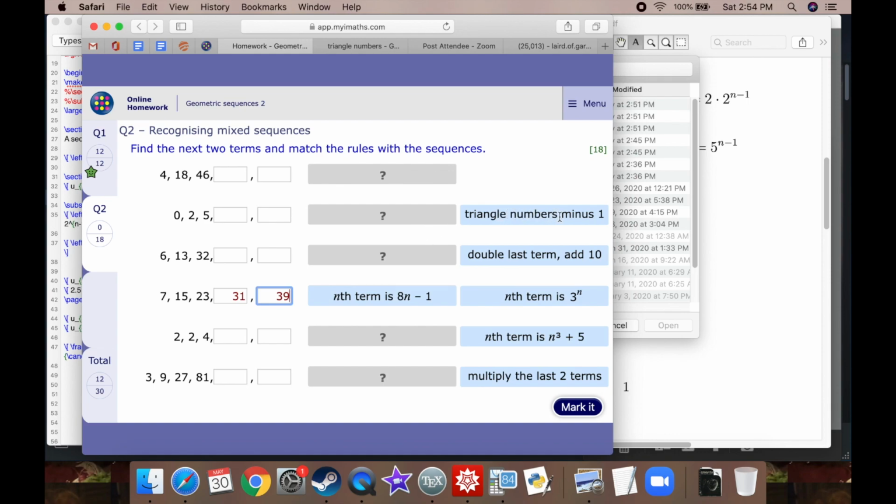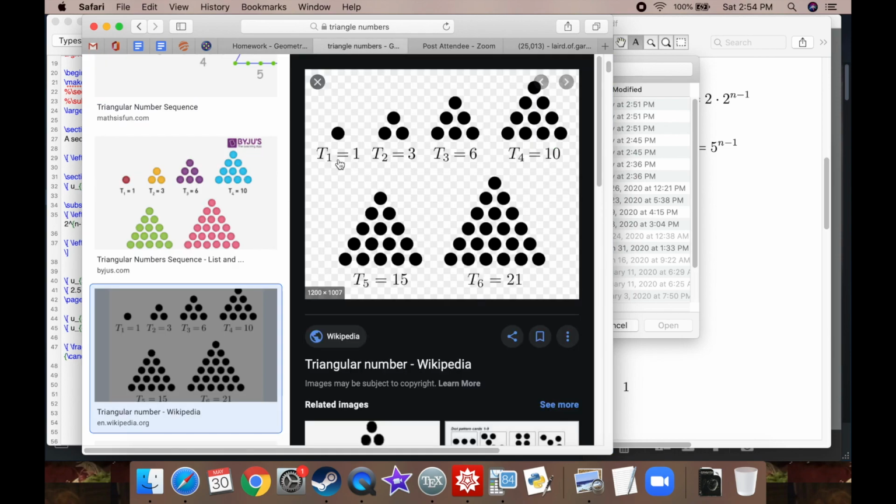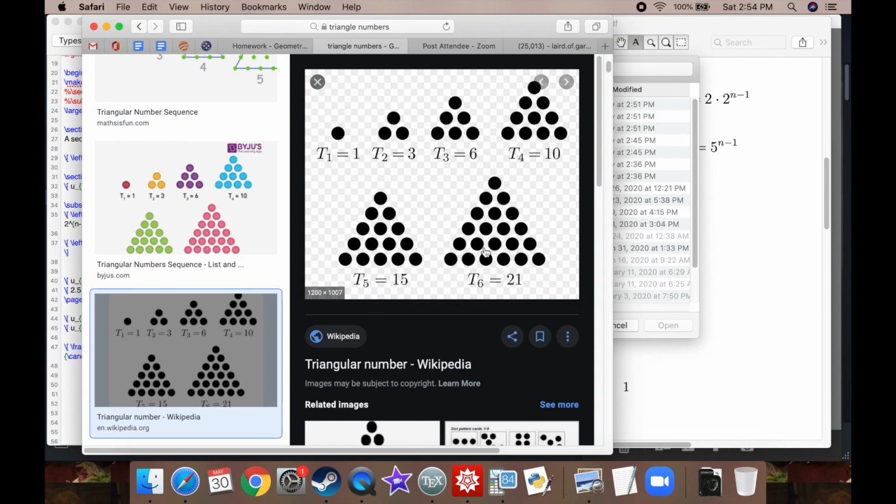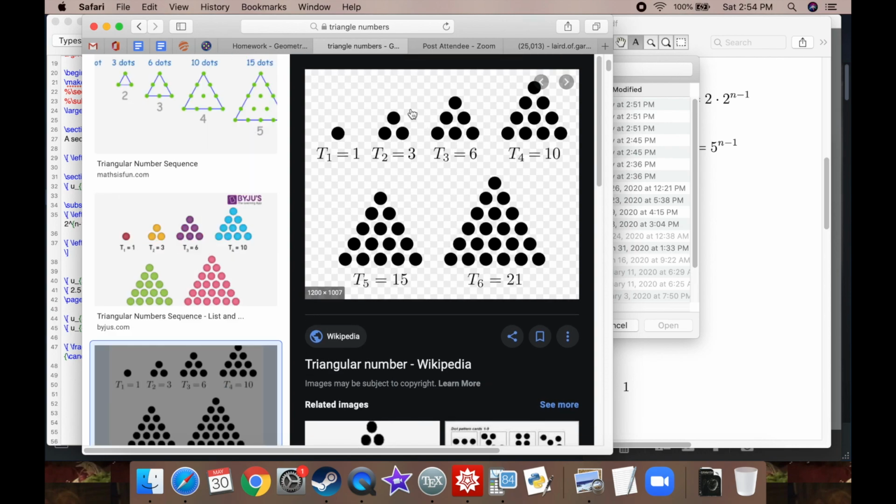Triangle numbers minus 1. Triangle numbers we didn't go over in class, but they're not hard. I just quickly did a Google search for this cool image. These are the triangle numbers. In other words, you're stacking a bunch of cannonballs on top of each other, and they're going to form triangles, or equilateral triangles, every time. 1, 3, 6, 10, 15, 21.